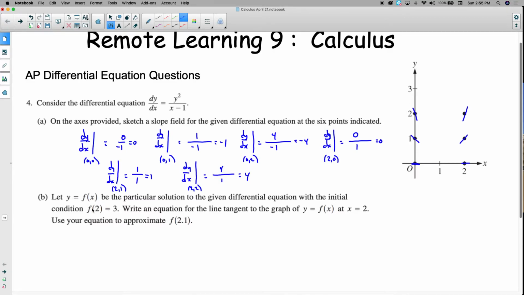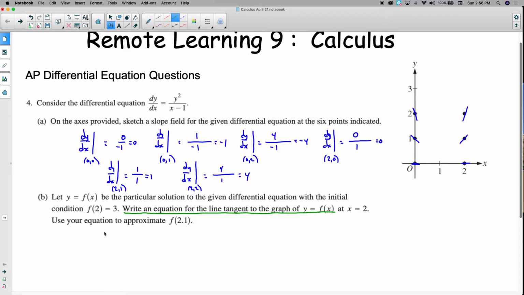But okay, so given that there exists some function y equals f at x with an initial condition f at 2 equals 3, so input 2 and output 3, write the equation of the tangent line. Okay, so that's what we're after. Write an equation for the line tangent to the graph of such a function at x equals 2. And then we'll use it to approximate something. So we've seen this, and so let's go for it.